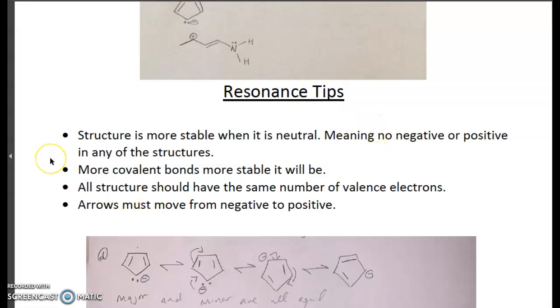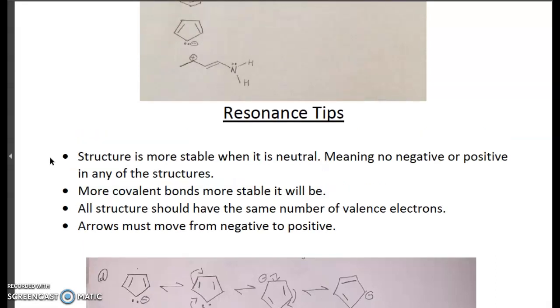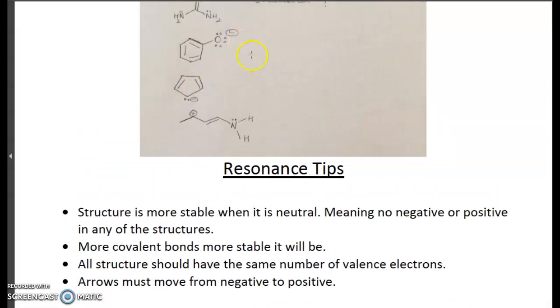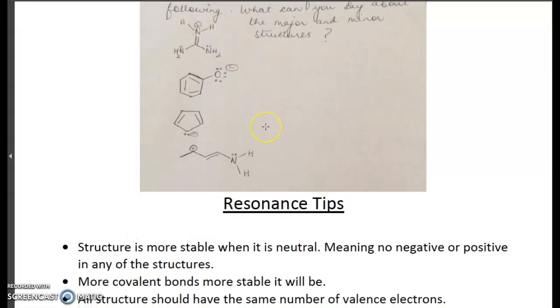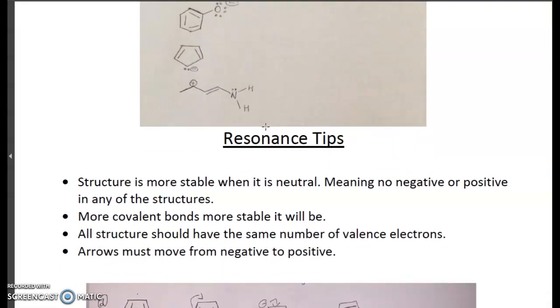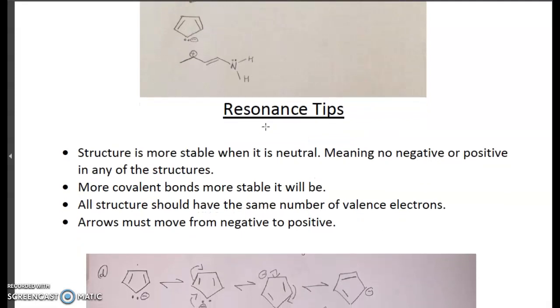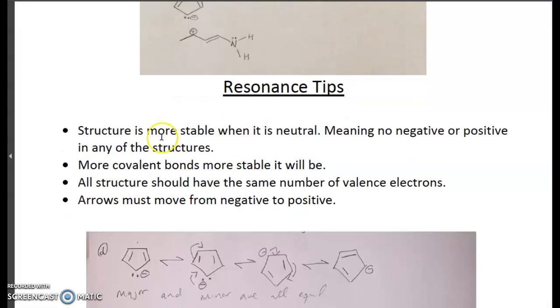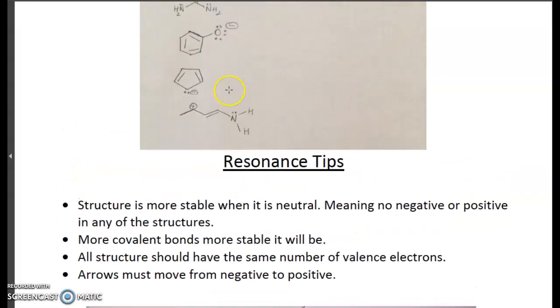First, a structure is more stable when it's neutral, meaning there's no negative or positive charge in the structure. As you can see, there's a negative there, a negative there, and a positive there, so it's not stable. That's the reason why resonance happens: it's trying to find stability. The second thing you should know is that it's more stable when there are more covalent bonds, like double bonds here, double bonds there, single bonds not as much. The more covalent bonds, the more stable it will be.